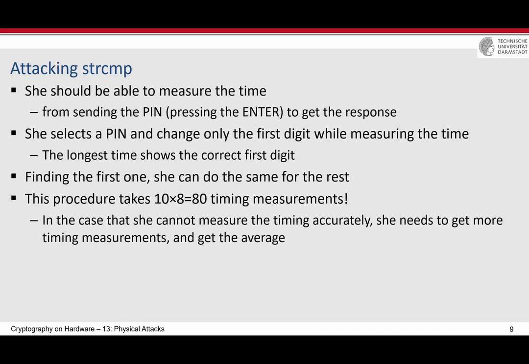And then you do the process 8 times, which means you find the first digit of the pin, fix it, and then change the second digit of the pin, and you continue like this. In theory, 80 timing measurements are enough if you don't have any noise at all. But if you have noise, then you have to multiply this by a factor depending on the noise.